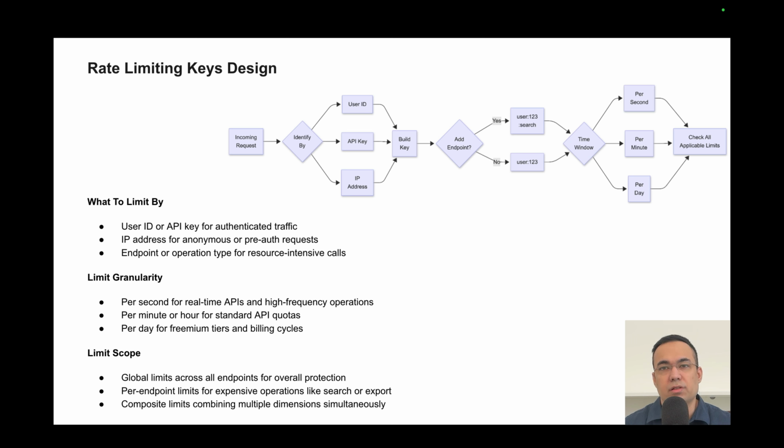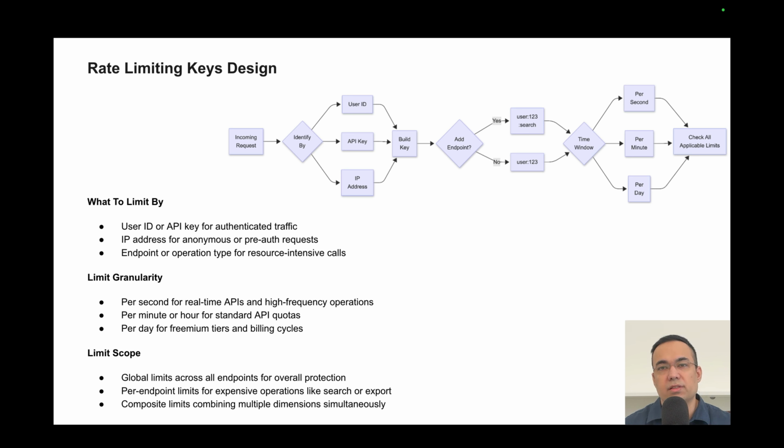Third, we need to consider the limit scope. Global limits across all endpoints provide overall protection. Per endpoint limits let us set stricter limits on expensive operations like search or export. Composite limits combine multiple dimensions simultaneously. For example, 1000 requests per minute globally, but only 100 requests per minute to the search endpoint.